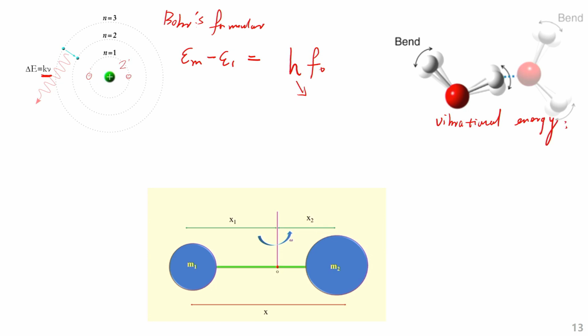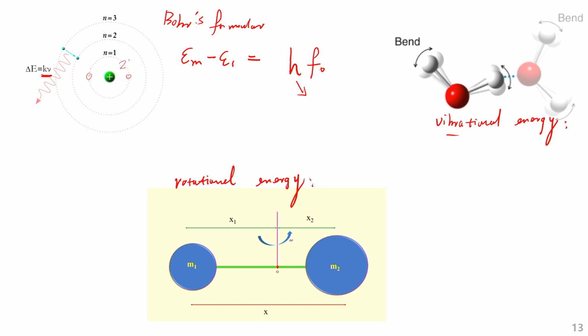So, for an atom, when it moves from one layer to another, it corresponds to a variation of the electronic energy, and there are also vibrational energy and rotational energy. The vibrational energy is because the atoms vibrate. It is associated with the vibrational motion of the atoms within a molecule.